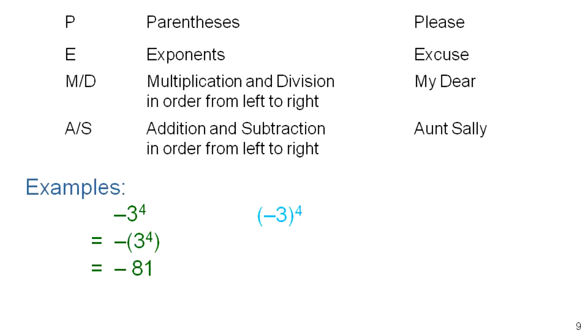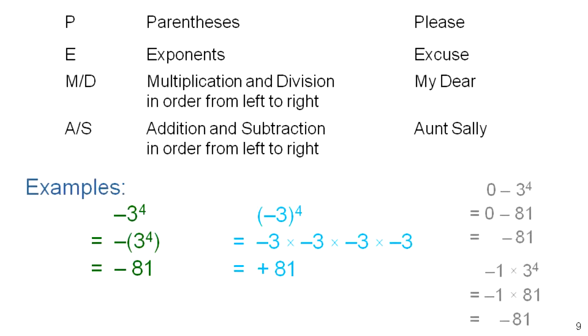You can contrast this with the problem on the right. This example does tell you to multiply negative 3 by itself 4 times, and so the correct answer to this example is positive 81. If you're still having trouble with this, you can think about these two problems. They are saying exactly the same thing as the problem in green. You should notice that when you follow the order of operations to simplify them correctly, the final answer to both of them is negative 81.